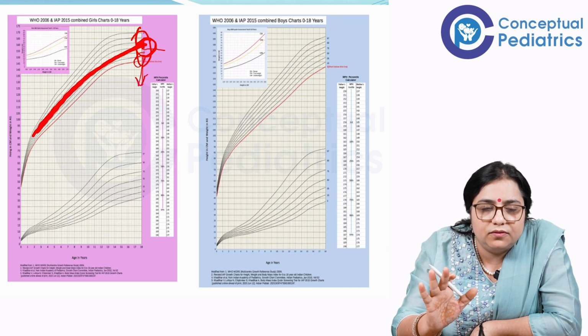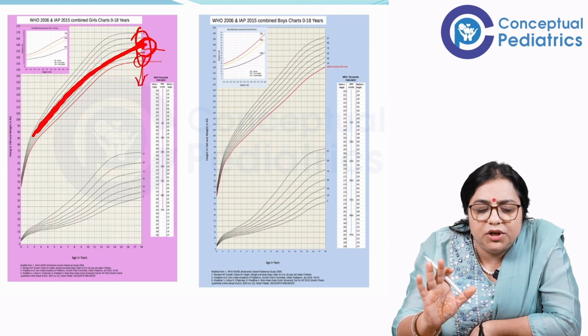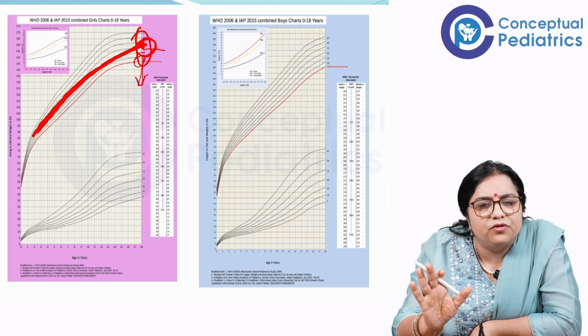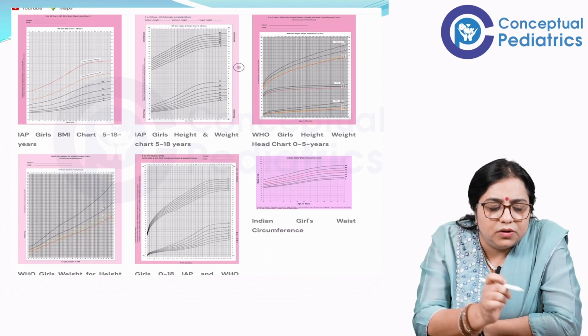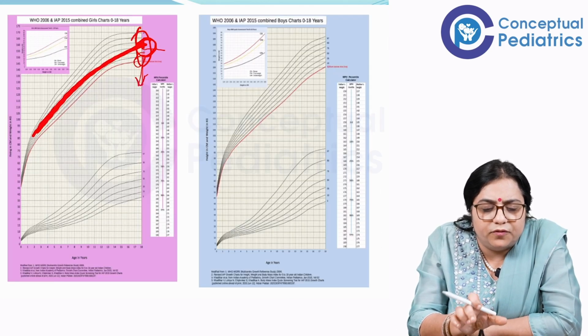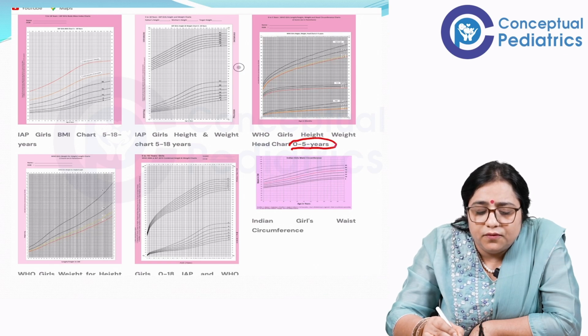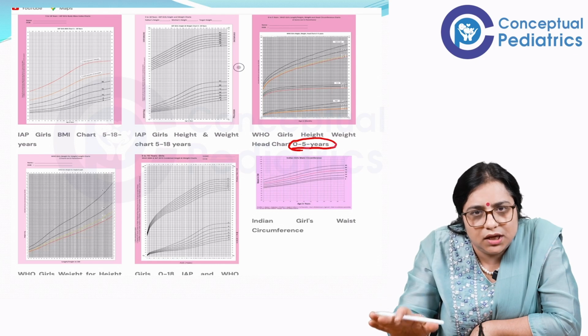We use IAP 2015 combined boys and girls charts. It is color coded. For girls it is pink, for boys it is blue. So what we are using from 0 to 5 years are the WHO charts, that is used all over the world, the same charts.